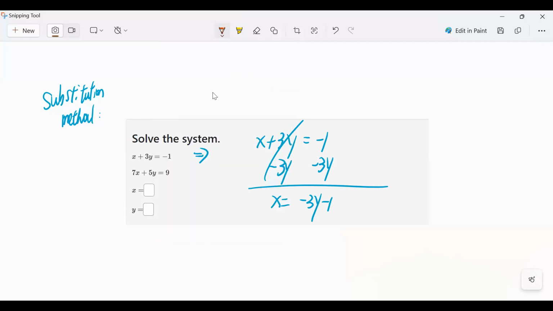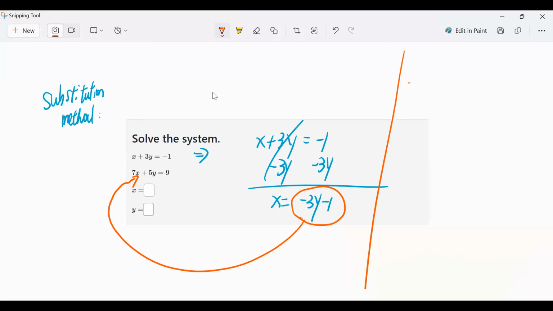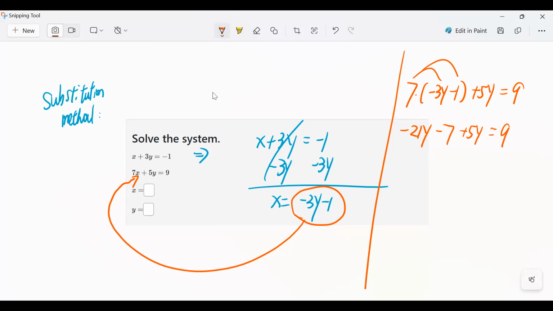And from here, you're going to take this and apply it into the second equation, replacing x with -3y - 1. So it's 7 times (-3y - 1) plus 5y, and that's equal to 9. Then we can distribute it. 7 times -3y is -21y, and 7 times -1 is -7, plus 5y, equal to 9.